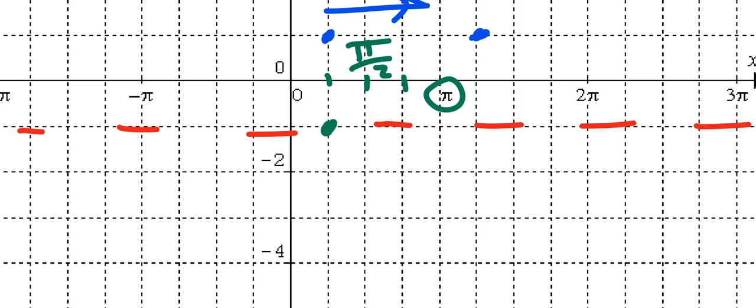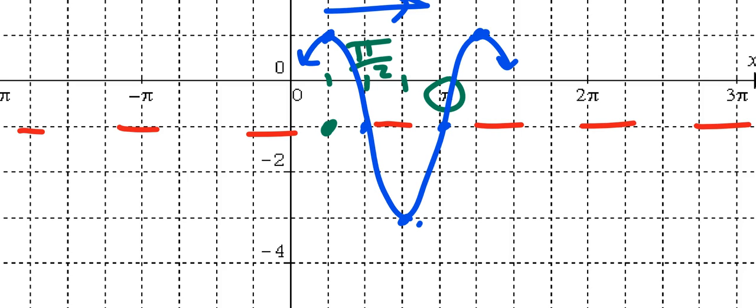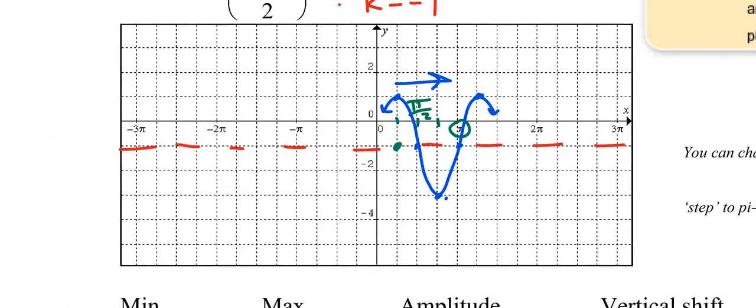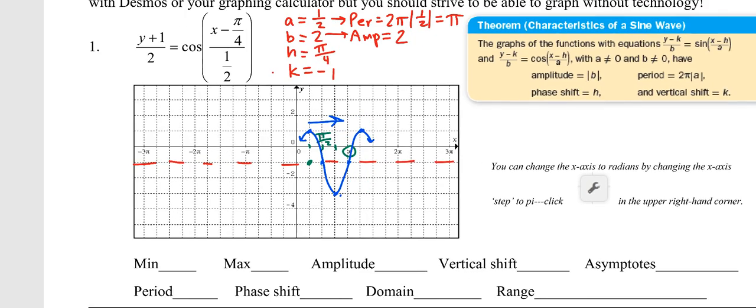In between these two maximums, I have to go all the way down to the bottom, which would be here, 2 units below the center line. And then I can find the places where it crosses that center line, and I can get the shape of the rest of the graph. Any questions that you have about that?